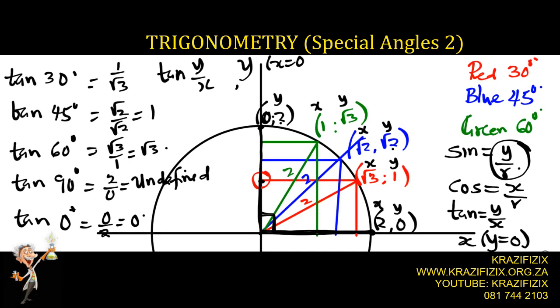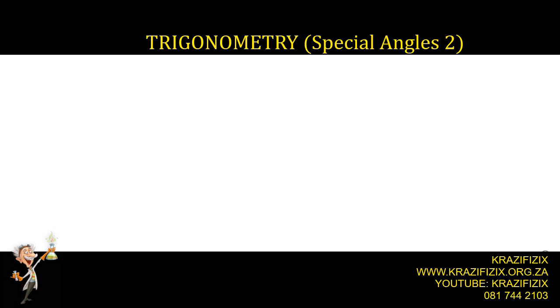Alright, having looked at this now, let's try to move around our quadrant and see what will happen with the value of sine, cos, and tan in each of the quadrants. So I'm going to move to a new page quickly and just create a new quadrant there. Let's create a fresh, new circle.